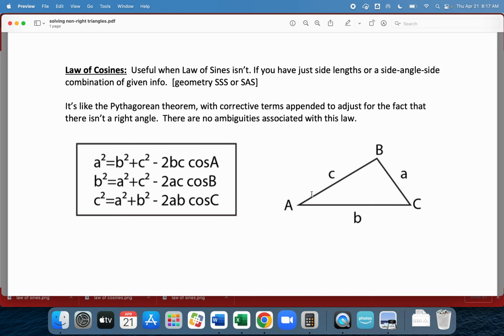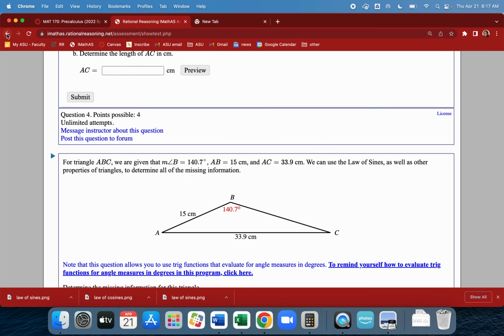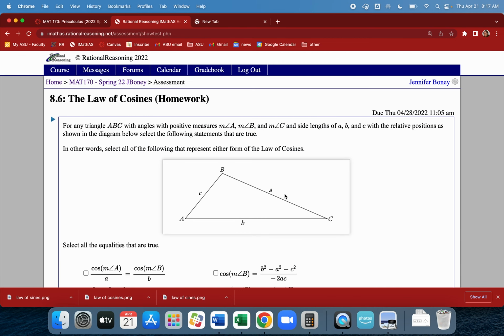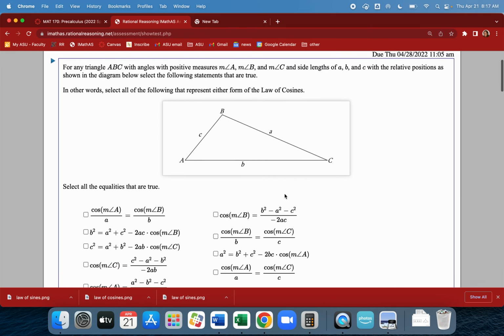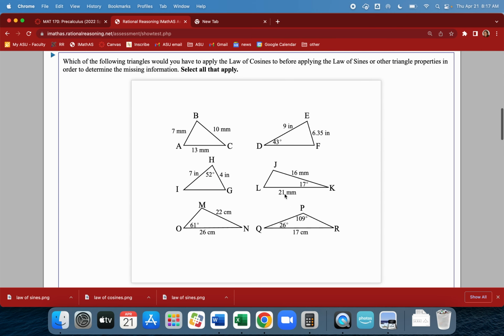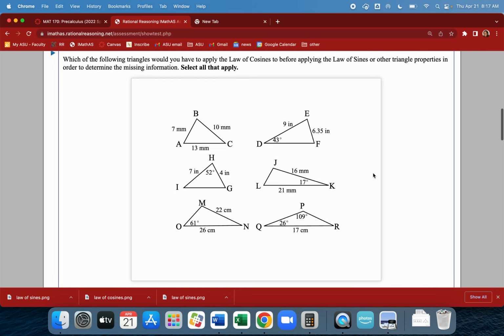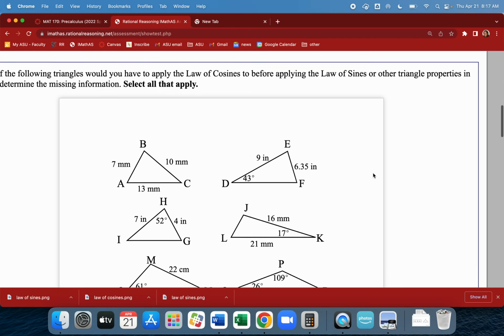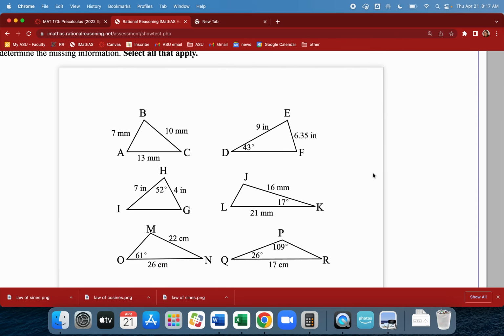But for instance, let me pull up the iMath homework on this section, which I have due next Thursday, a week from today. Let me make this a little bit bigger. This question was just asking on which of these would the law of cosines be helpful?